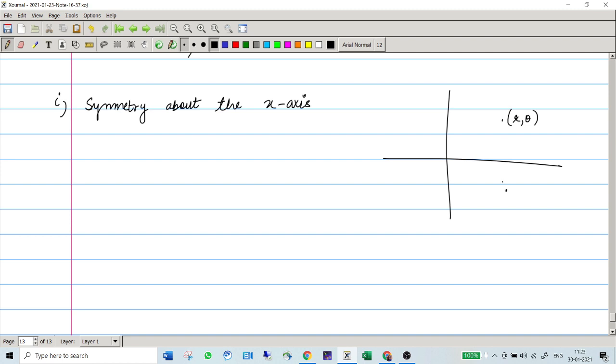So we say that two points are symmetric about the x-axis if they look like mirror images of each other when your mirror is placed along the x-axis, right? You can at least imagine it using your mirror sense. And in a mathematical sense, what do we do?